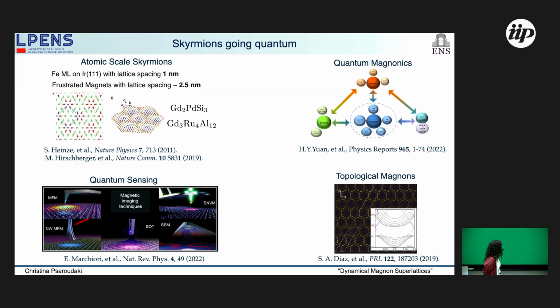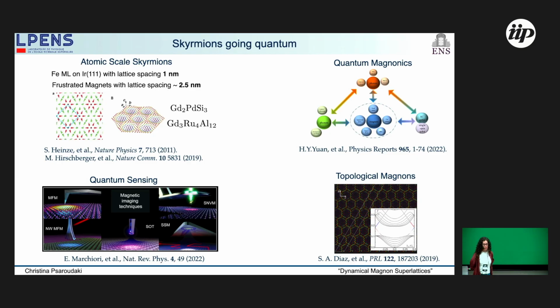Now, since the skyrmions are small, that motivates us to go into the quantum regime. Skyrmions have been extensively and largely explored in the classical regime for spintronic applications. But there is a motivation in some recent work whether they could exhibit quantum behavior. The motivation for that is that they can be realized in some magnetic materials where the skyrmion size is very small, from 1 nanometer or 2 to 3 nanometers.